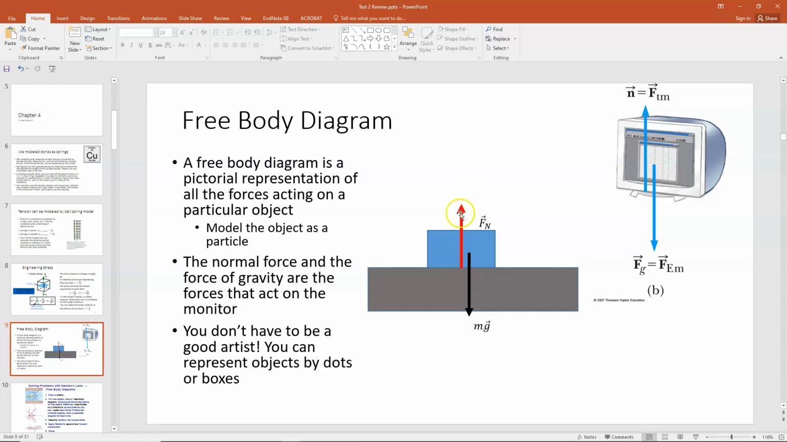Remember that the length of the arrow is supposed to indicate the magnitude of the force. Sometimes that's tough to do. Remember not to forget to put the arrowhead on there so that when I look at your free body diagram, I can see that you understand which way the force is pointing. If you just draw a line to symbolize the force, that doesn't really help me very much, okay?